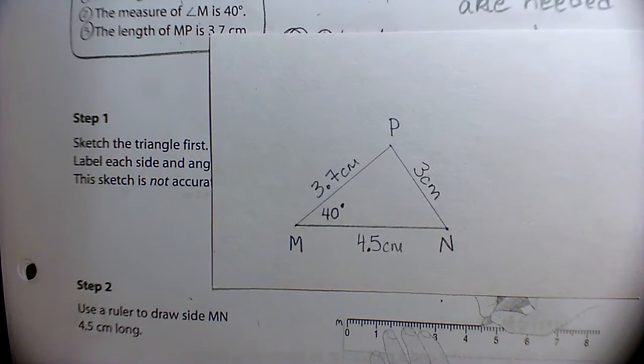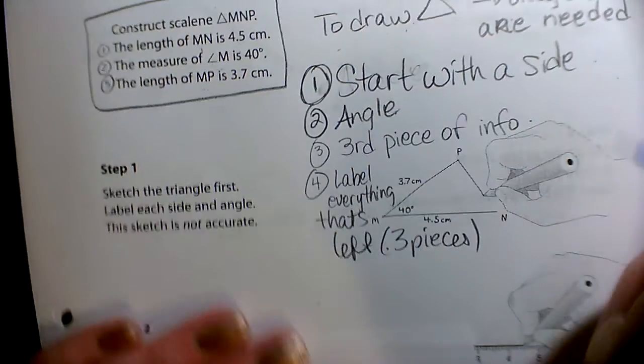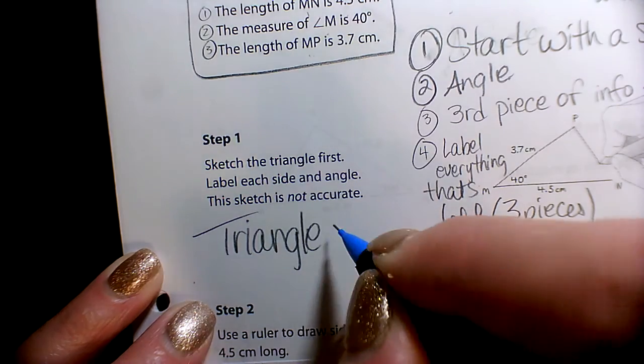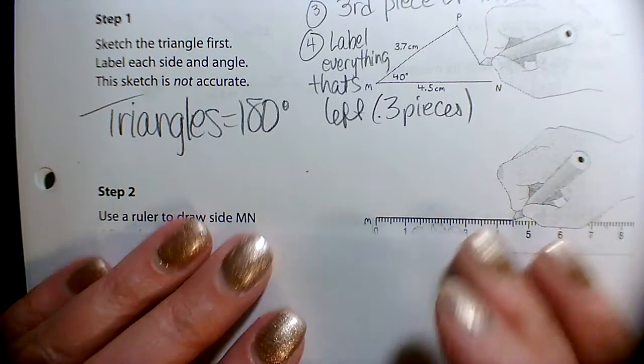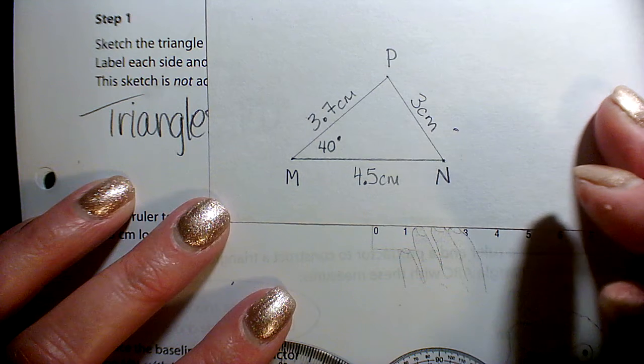I'm next going to measure my angles. All right. Now, triangles always need to add up to 180. So this is not going to be completely accurate because you are drawing it by hand, but try your best to get them to add to 180, right? Triangles equal 180 degrees. All right, 180 degrees.